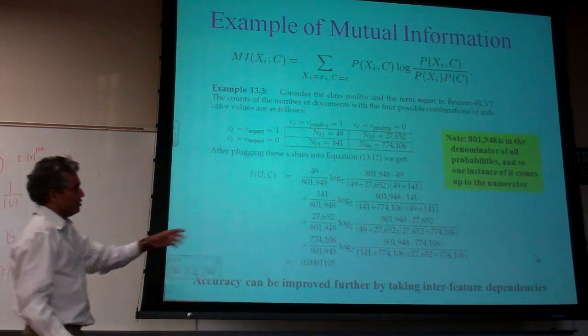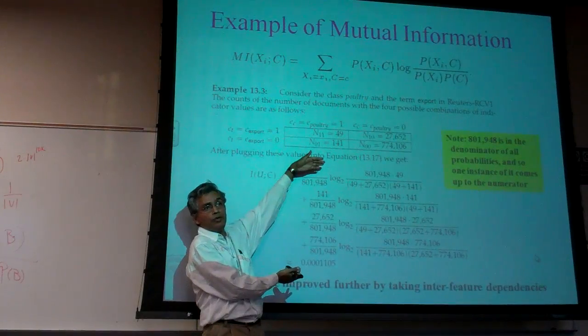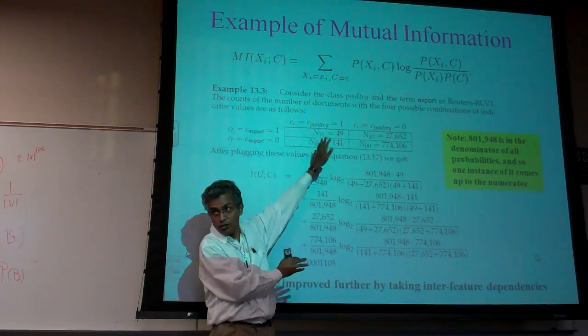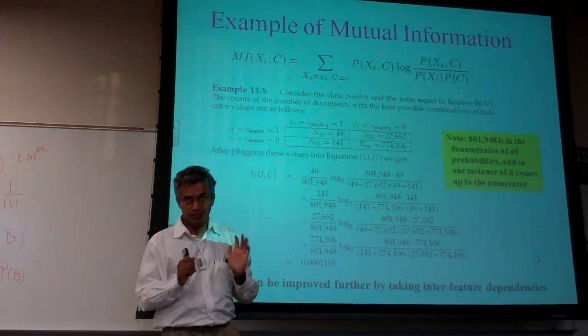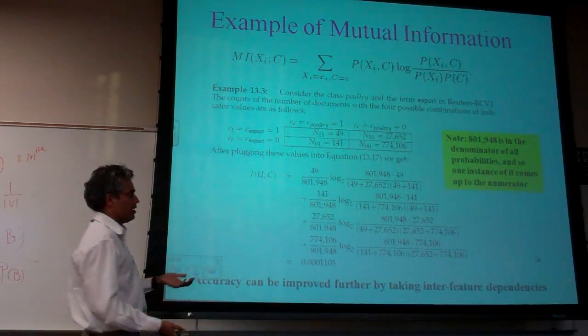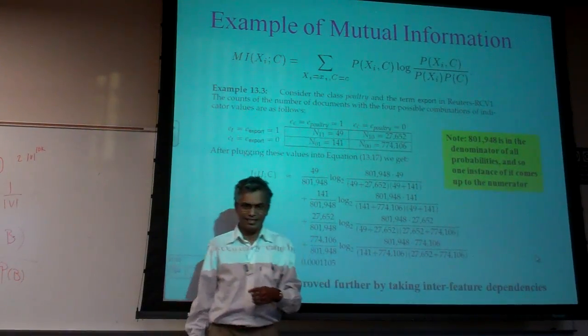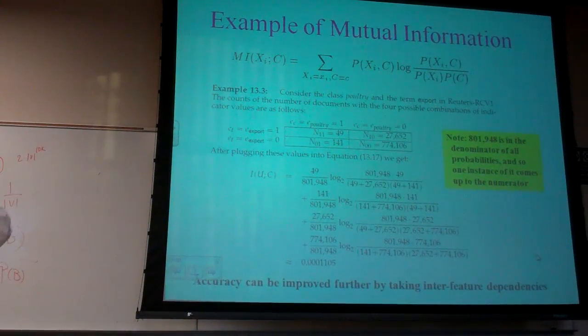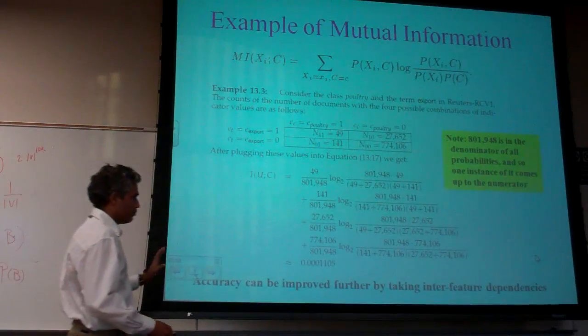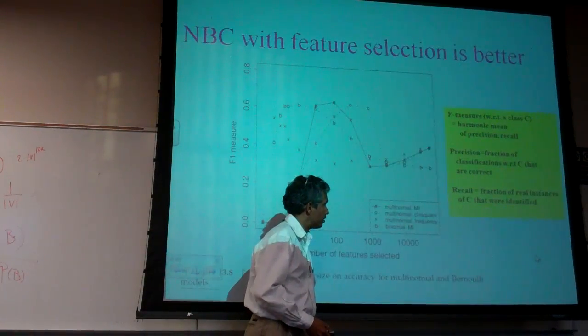So this expression tells you how to compute the mutual information. If you have any questions, look at this. That's what I was saying. It looks ugly on the board, but it's a very simple calculation if you have the numbers. So it's a very cheap thing to compute. This is a very cheap feature selection method.